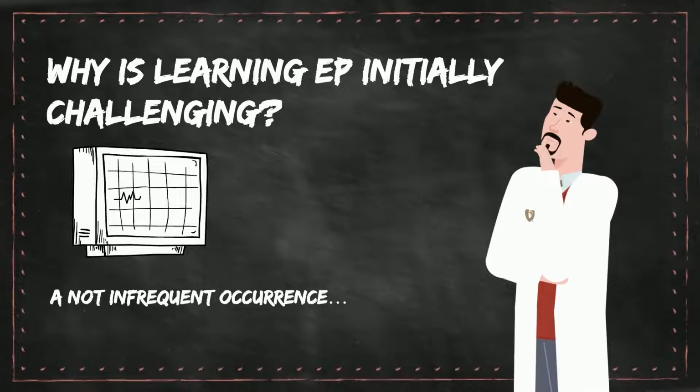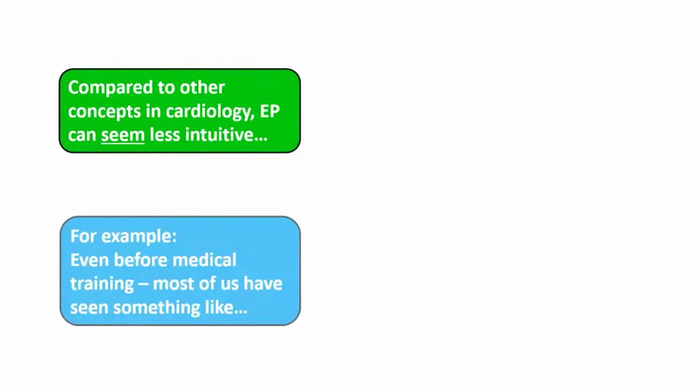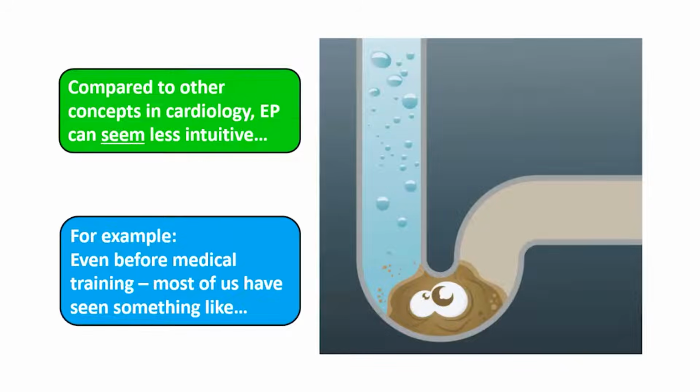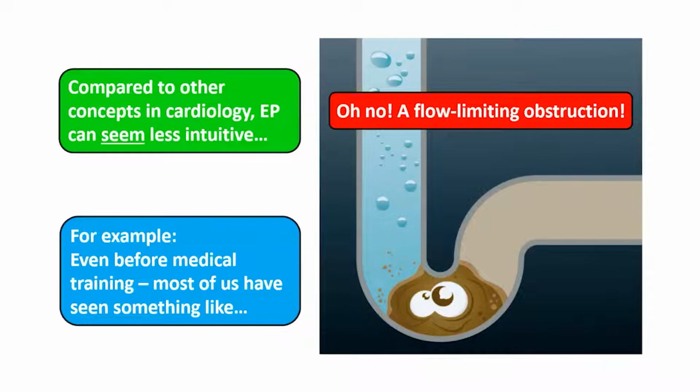So why is learning EP initially challenging? Well, compared to other concepts in cardiology, EP can seem less intuitive at first. For example, even before you started your medical training, most of us have encountered something like this. Now, whether you've encountered this or helped to cause something like this, we've all seen and can understand intuitively what a flow-limiting obstruction causes.